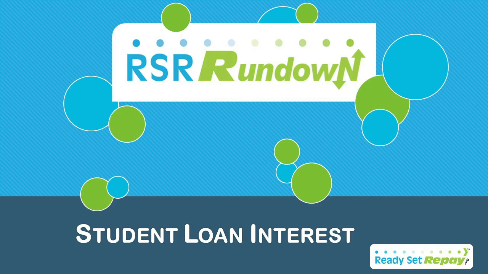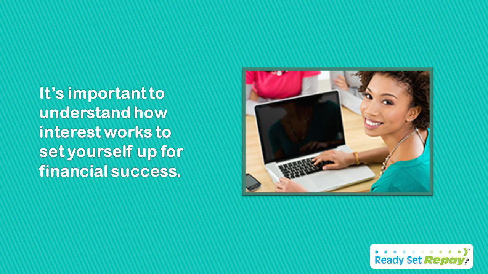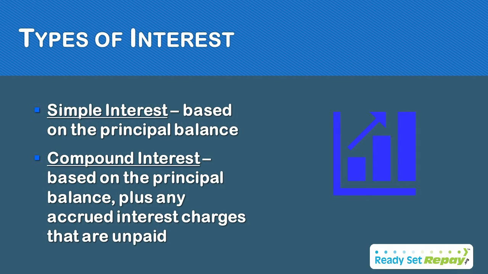Today, we're talking about student loan interest. Student loan interest, like interest on any other type of loan or line of credit, is a fee charged by a lender for using borrowed money. Interest can vary greatly on student loans depending on whether you take out a federal loan or a private loan, or if the loan is subsidized or unsubsidized. So it's important to understand how interest is charged in order to set yourself up for financial success during and after college. There are two types of interest, simple and compound.